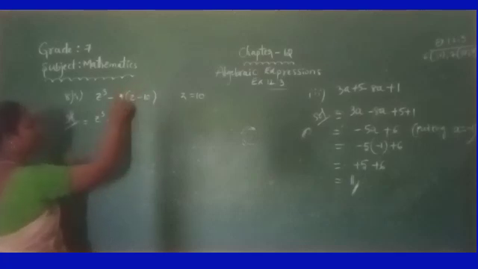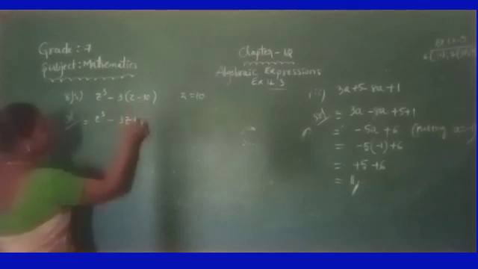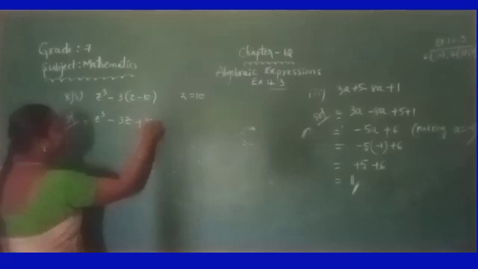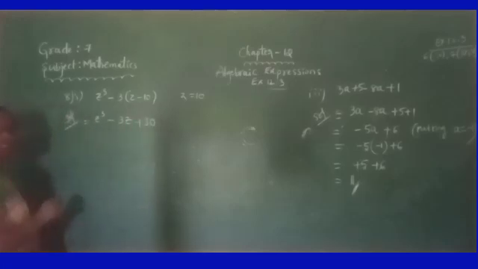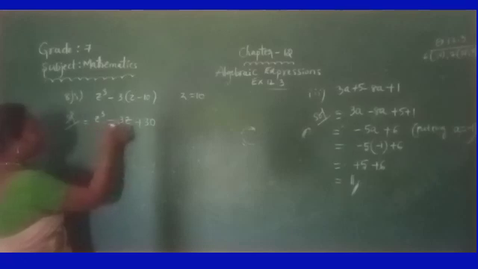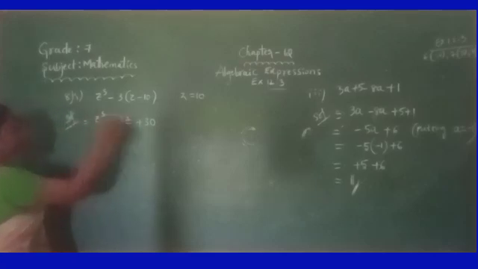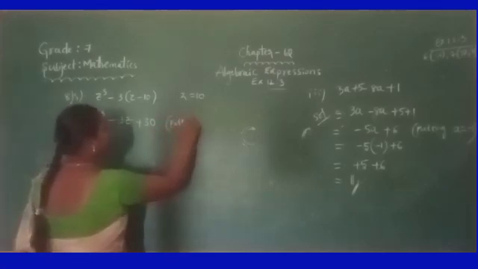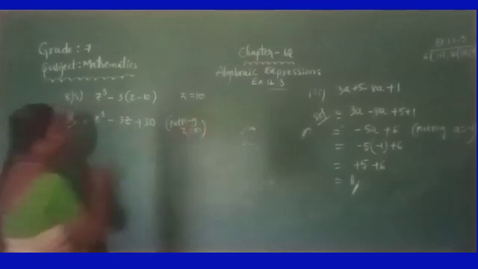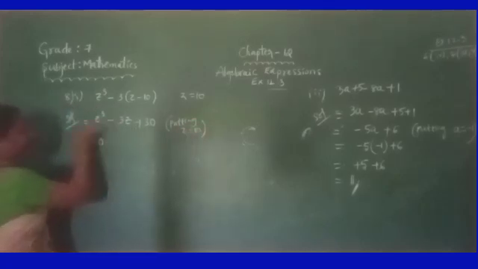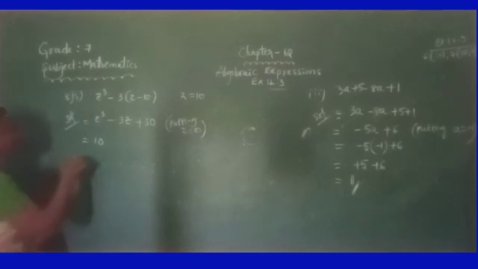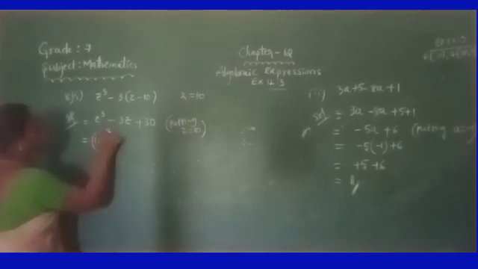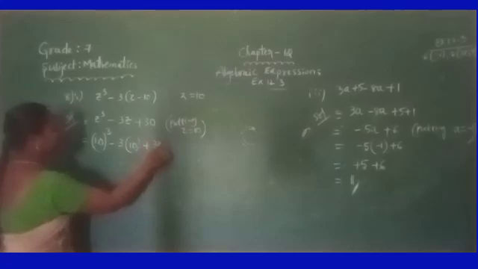How to simplify? 3 into z is 3z, minus into minus is plus, 3 into 10, 3 tens are 30. Here all terms are different. There is z cube and z, so addition or subtraction is not possible. So what we have to do? Putting z is equal to 10. Instead of z you have to write 10. So 10 cube minus 3 into 10 plus 30.